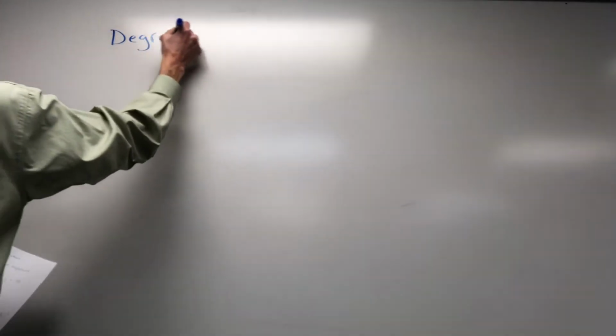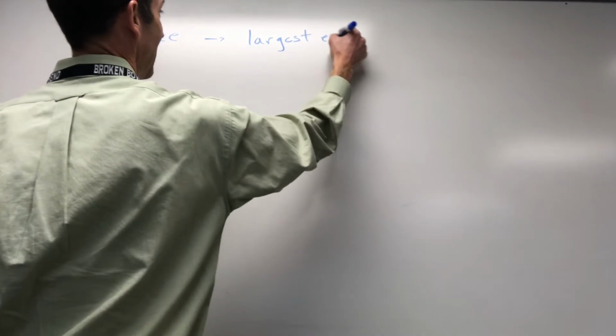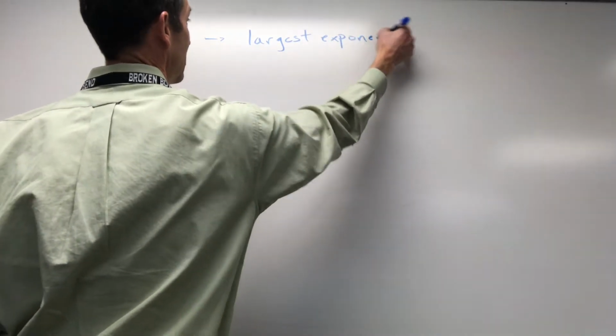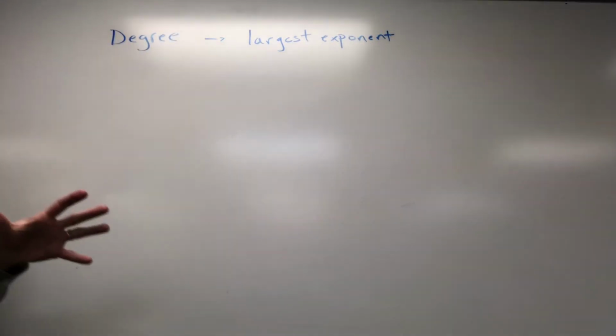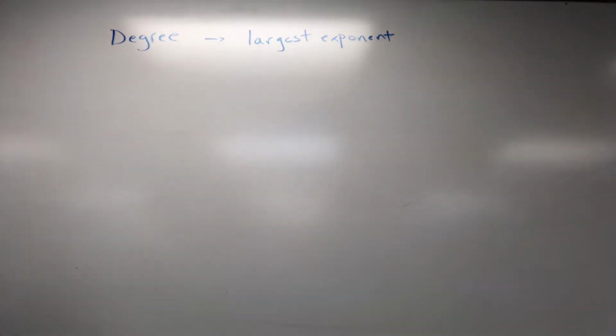All right, next thing we got to talk about is degrees. So we got to do the degree of the function. Now the thing that helps me remember, degree is always tied to your largest exponent. So whatever your largest exponent is, that's going to decide the degree of the function.